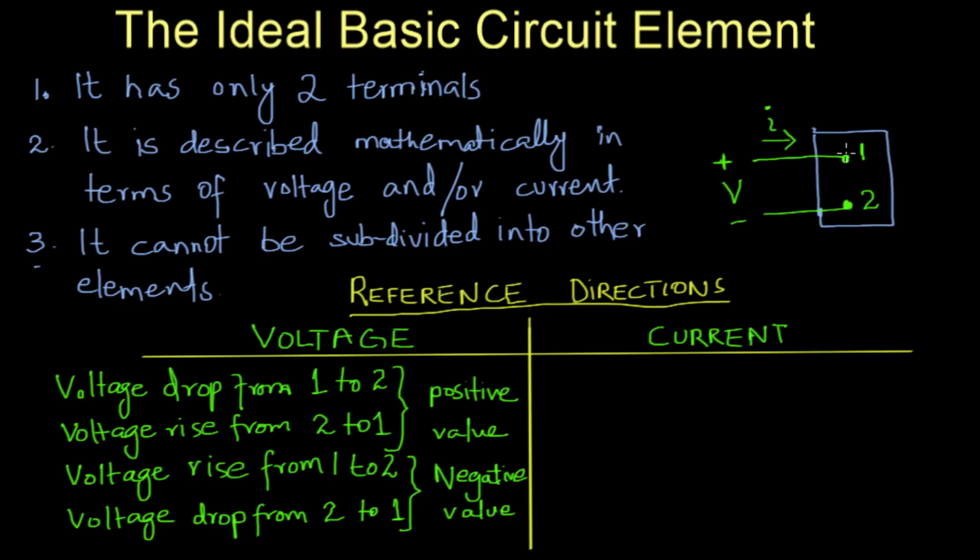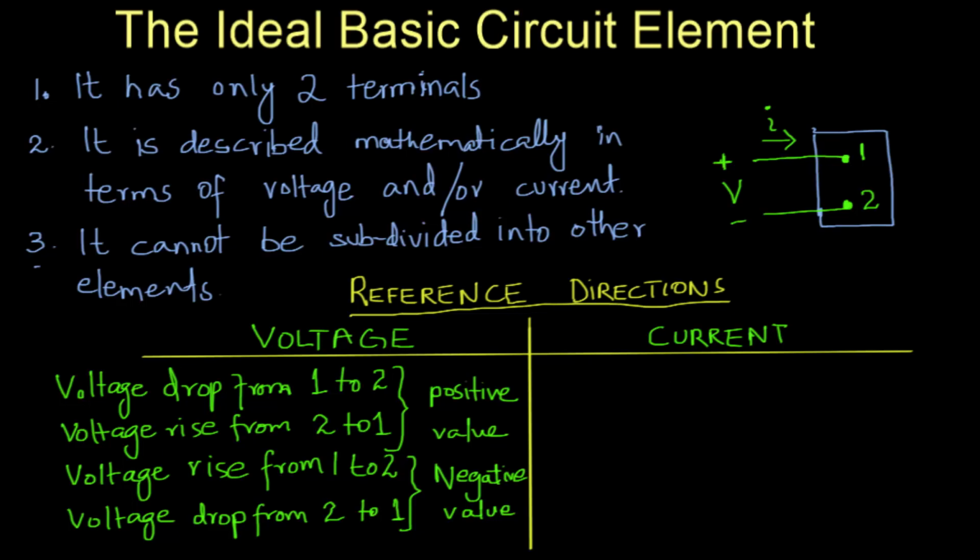Similarly, we can say that from terminal 1 to terminal 2, the voltage rise is negative because you can see that from 1 to 2, there is actually going to be a voltage drop. And as per this last statement, if we go from terminal 2 to terminal 1, you can see that we are moving to a higher voltage. So yes, voltage drop from terminal 2 to terminal 1 is negative because actually it is a voltage rise.